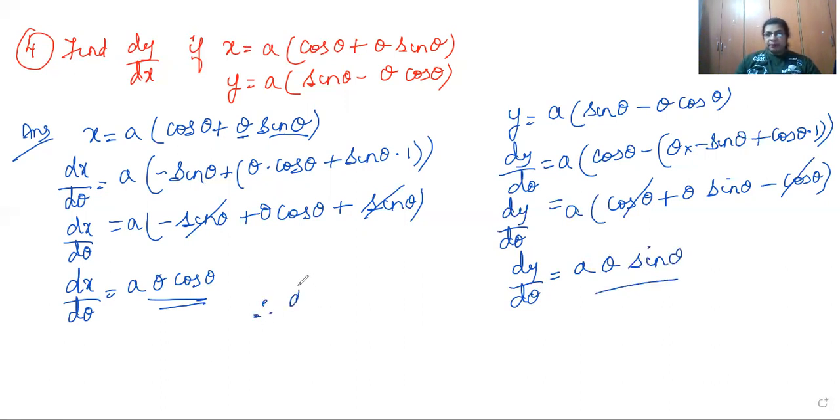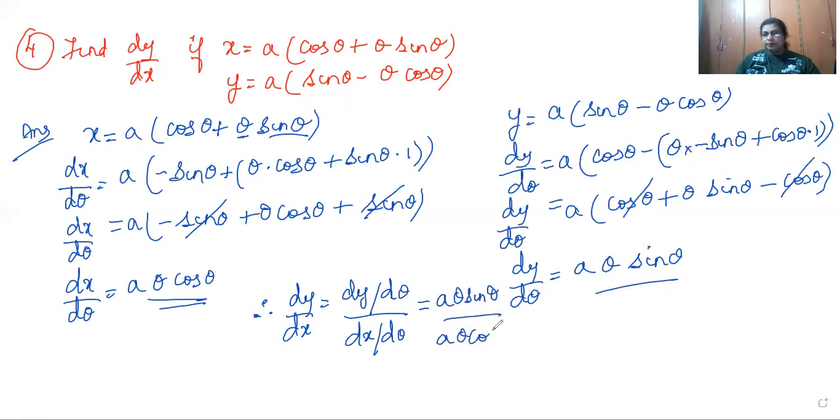Therefore, my final step: dy by dx is equal to dy by d theta divided by dx by d theta. And that is equal to a theta sine theta divided by a theta cos theta. So a theta gets cancelled, and you are left with the answer tan theta. So if you learn how to differentiate, it is very, very simple. Okay, so I hope you are able to understand. Let's take another question.